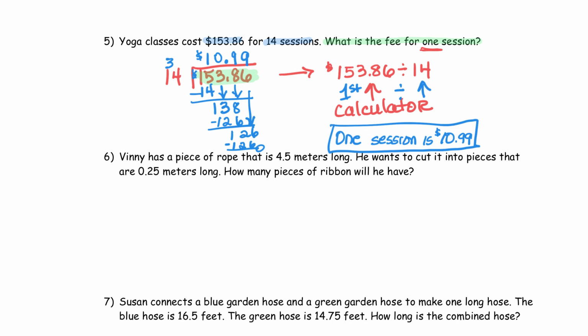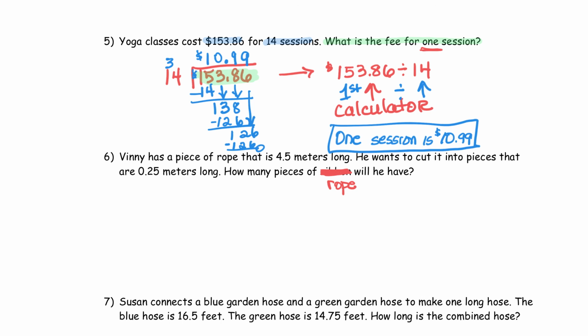It says, Vinny has a piece of rope that is 4 5/10 meters long. He wants to cut it into pieces that are 0 25/100 meters long. How many pieces of ribbon will he have? Well, first of all, you should really change that to rope. So let's change that wording, he's not cutting ribbons, he's just going to cut a rope. How many pieces of rope will he have? I'll add that to my correction book.